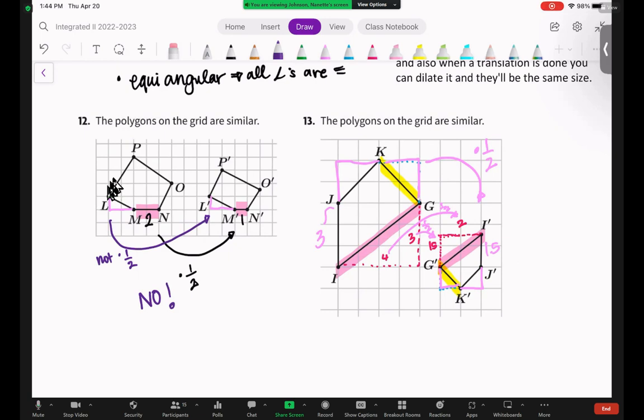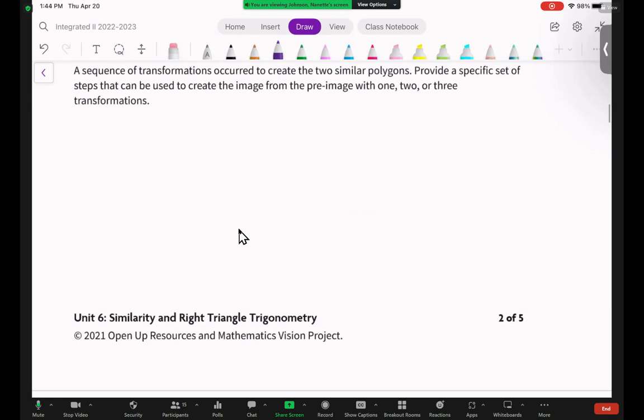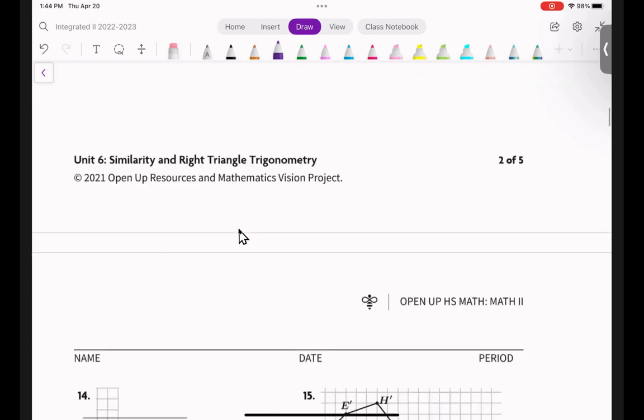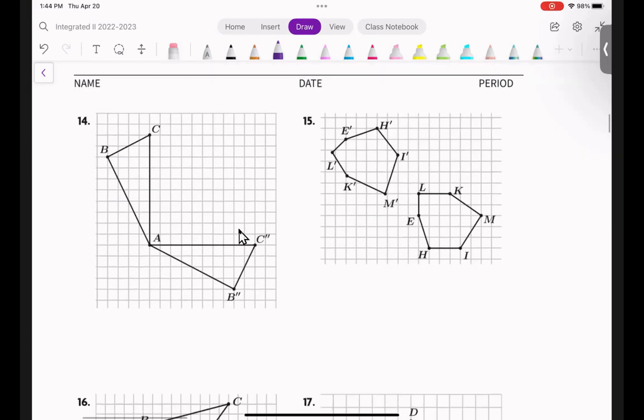If I covered this part, doesn't this part look like a square? Doesn't this part not look like a square? Yeah, this part to me looks like half of a square. All right, let's move on. So you're going to write a series of transformations in order to get this guy to get to that guy.